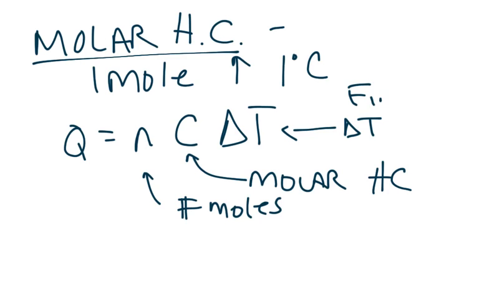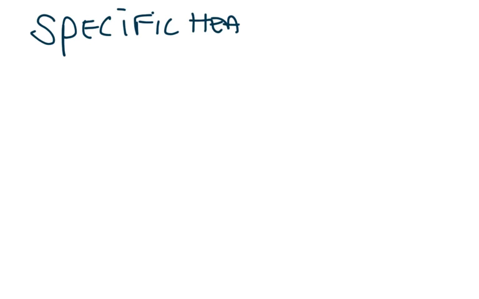Take your final temperature, that's an n, I swear, minus your initial temperature, and that will show you how your temperature is changing. Truthfully, we don't use this a lot in chemistry. The reason we don't use it a lot is because we don't really measure things in moles. Instead, we deal with specific heat capacity.